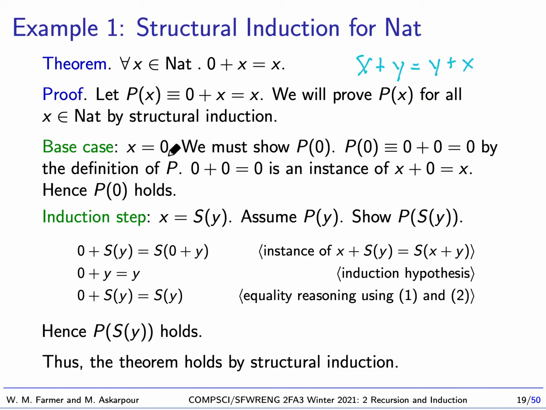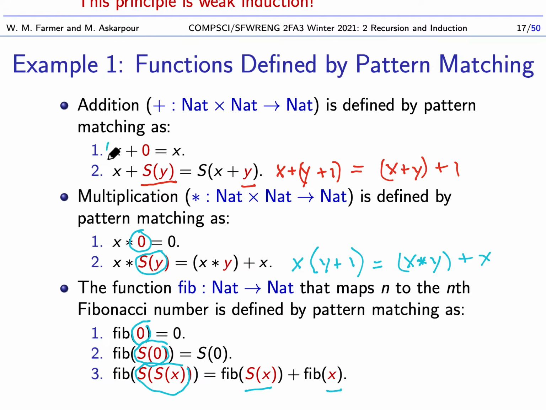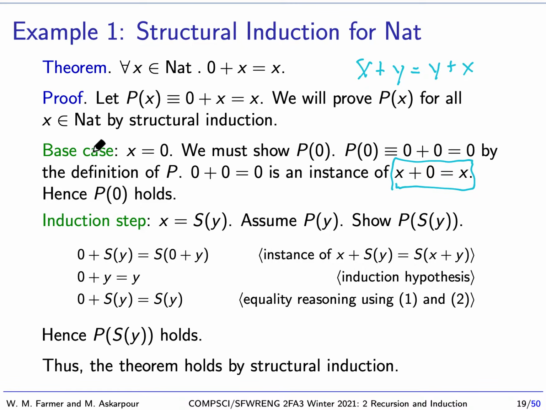Our base case will be that x equals 0. We must show that p of 0 holds. The property of p of 0 is that 0 plus 0 equals 0. And we know that this holds by the definition of addition, because that's an instance of this. It's right up here. So we know that, and that means that p of 0 holds.